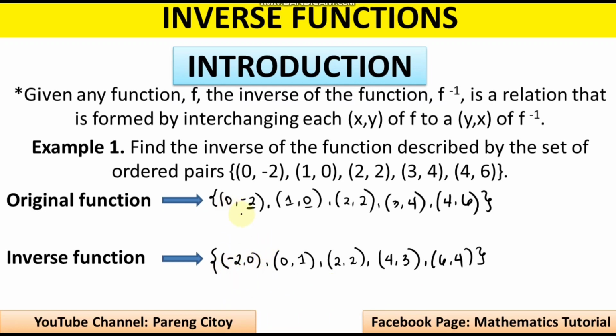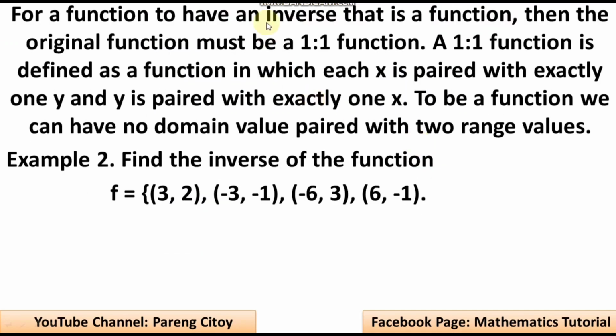It is just the opposite of the coordinates of x and y. So this one, 0, negative 2. The inverse of that is negative 2 and 0. This one, 1 and 0, so this one, 0 and 1. Okay? So and so forth. Just reverse the values of x and y to y and x. Okay? Next, for a function to have an inverse that is a function, the original function must be a one-to-one function.